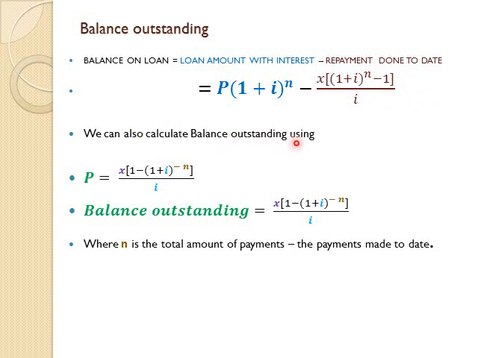You can also calculate balance outstanding using a present value annuity equation. P = x[1 - (1+i)^-n]/i, or in place of P I can just say balance outstanding = x[1 - (1+i)^-n]/i. Very important, n is my total amount of payments minus the payments made to date. So if I have 300 payments and I've made 200, this would read 300 minus 200 and then n becomes 100. But let's look at some problems and get it into your head.